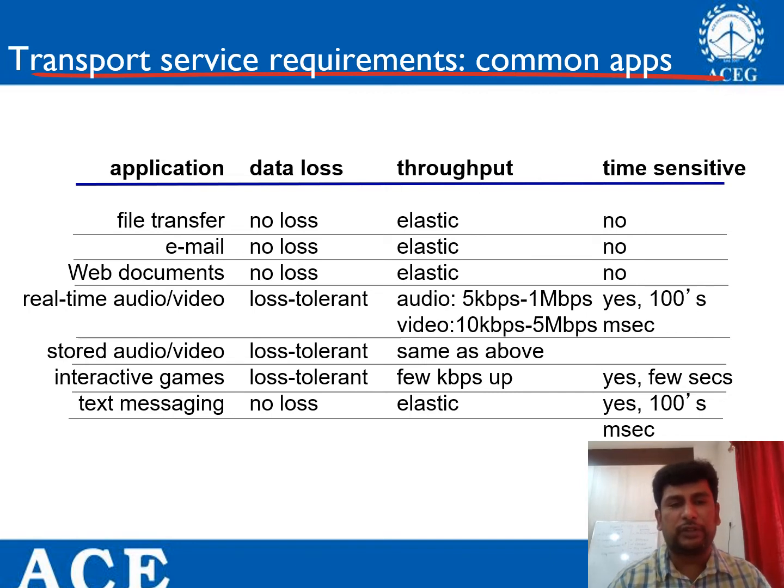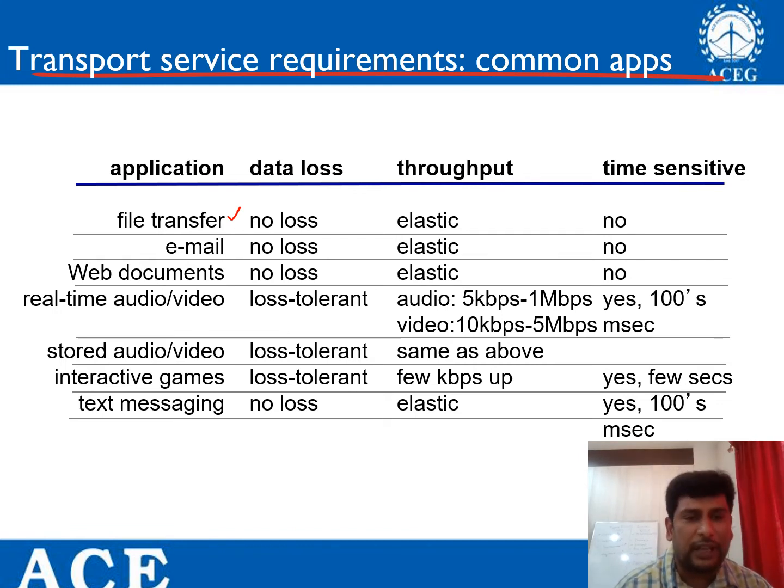For instance, first we talk about file transfer, where we have the data in the form of files. Here we don't want any data loss, but throughput is minimum or it is elastic. Sometimes it may allow a few bits of drop, but we don't want much data loss. And time sensitivity is not much of a factor. It may take a delay of time, but it will not impact the quality of the data received. So for file transfer, data loss and throughput are more important compared with time sensitivity.